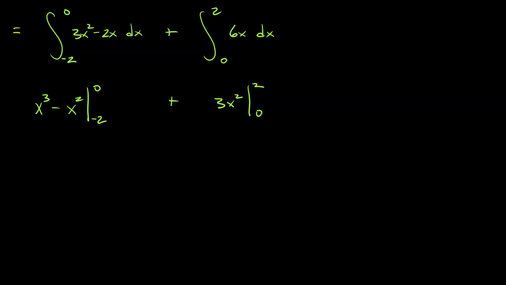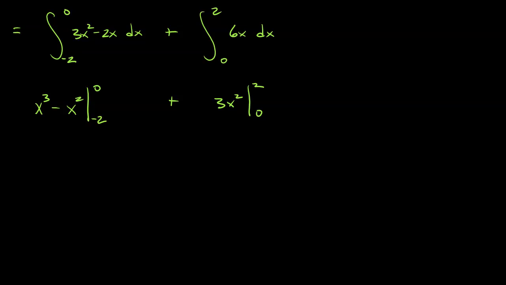So this is what you should have gotten on your own. If you integrate the first set of equations, you get x cubed divided by 3, which reduces out the 3, and x squared divided by 2, which reduces out the 2. So you get x cubed minus x squared from negative 2 to 0. The second equation, you bring it up one power, so x squared divided by 2 turns into a 3. So you get 3x squared from 0 to 2.